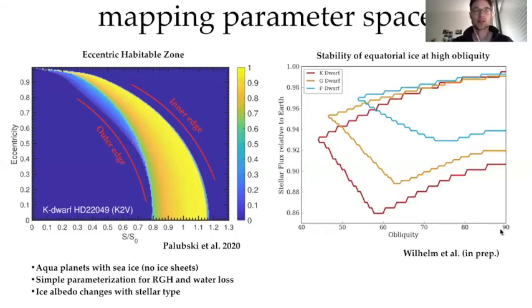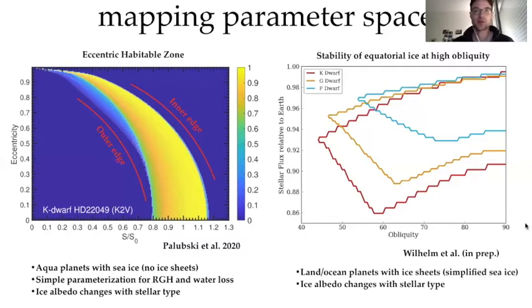Another interesting case is this work by Caitlin Wilhelm, who is an undergraduate at UW and is running the EBM at high obliquity to see under what conditions you might form stable equatorial ice. These planets have land and ice sheets and oceans, and like the Polubsky study, the ice albedo varies with spectral type. What the curve is showing here is the stable ice belt region as a function of insolation and obliquity. The ice is stable within these curves for the three different spectral types, with snowball states below and ice-free conditions above.